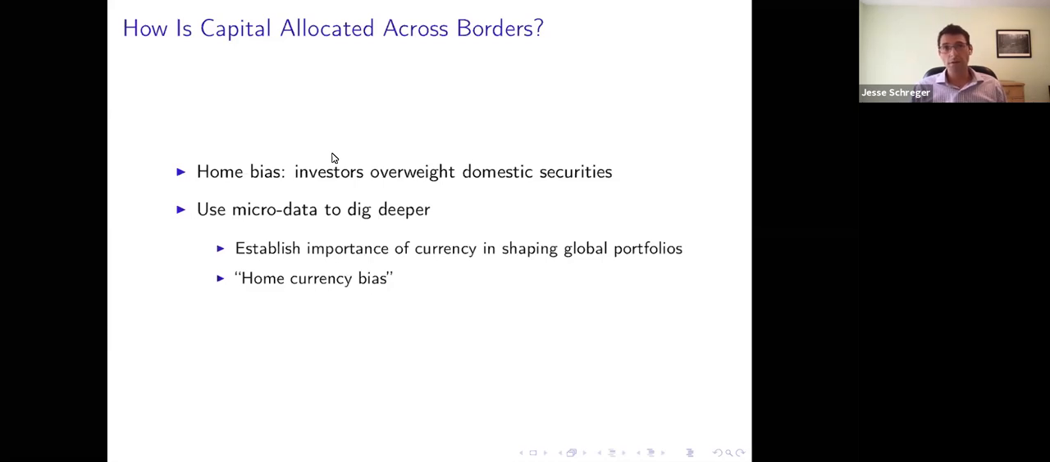Mostly I'm going to focus in this first module on how we can use the microdata to establish that fact. And then in the second module, I'm going to walk through the consequences of that, trying to understand how this investor home currency bias is going to change which firms access capital and the benefits of issuing the international currency.